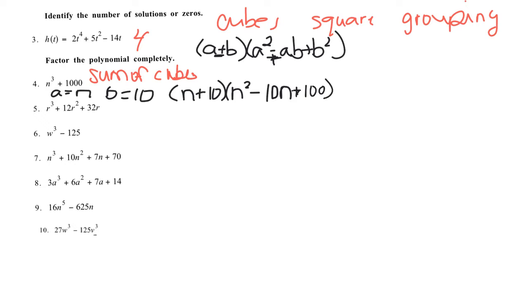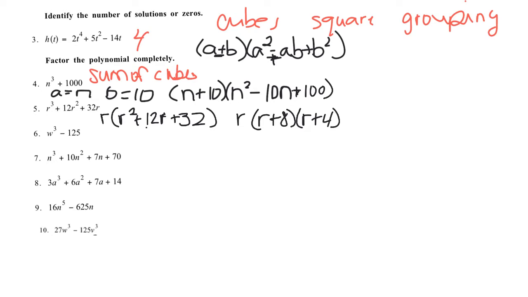Number 5, we have 3 terms, and they all have an r in common. So first we're going to factor out an r. We get r squared plus 12r plus 32. Now I'm just looking at a factoring problem. What two numbers multiply to 32 and add to 12? That's 8 and 4. So r times r plus 8 and r plus 4. And that's your factored completely.